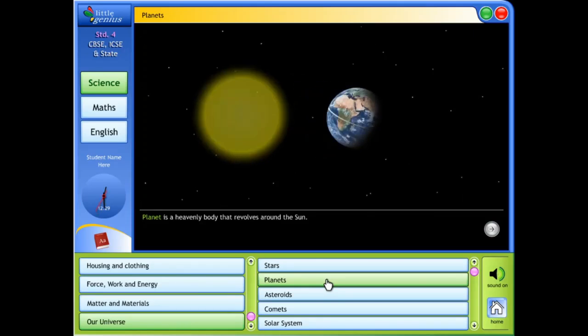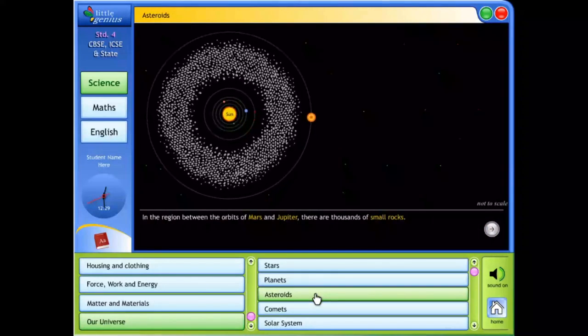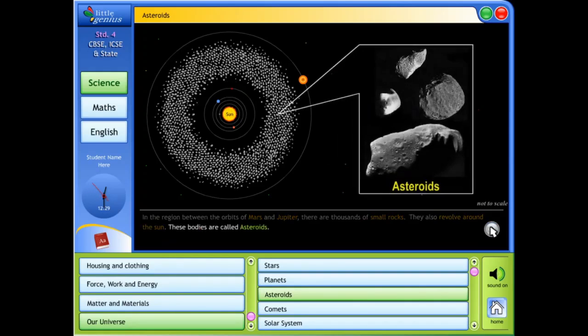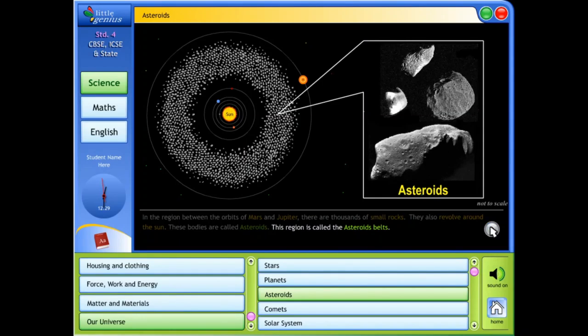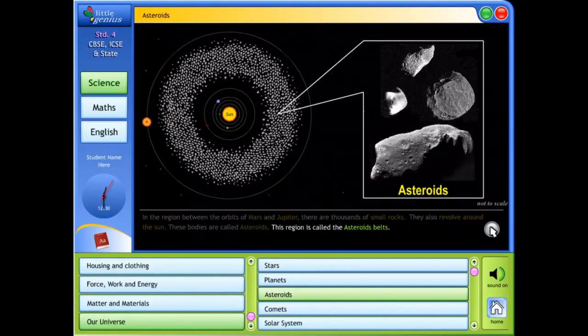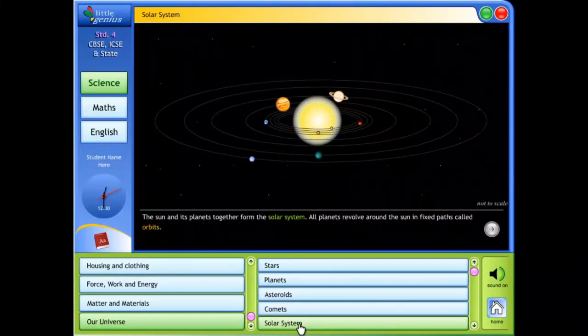Planets. Planet is a heavenly body that revolves around the Sun. Asteroids. In the region between the orbits of Mars and Jupiter, there are thousands of small rocks. They also revolve around the Sun. These bodies are called asteroids. This region is called the asteroid belt. Solar system. The Sun and its planets together form the solar system. All planets revolve around the Sun in fixed paths called orbits.